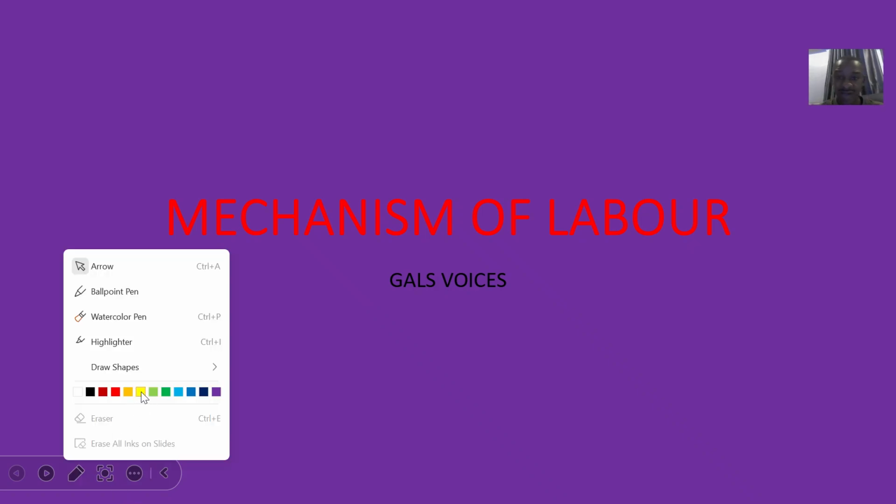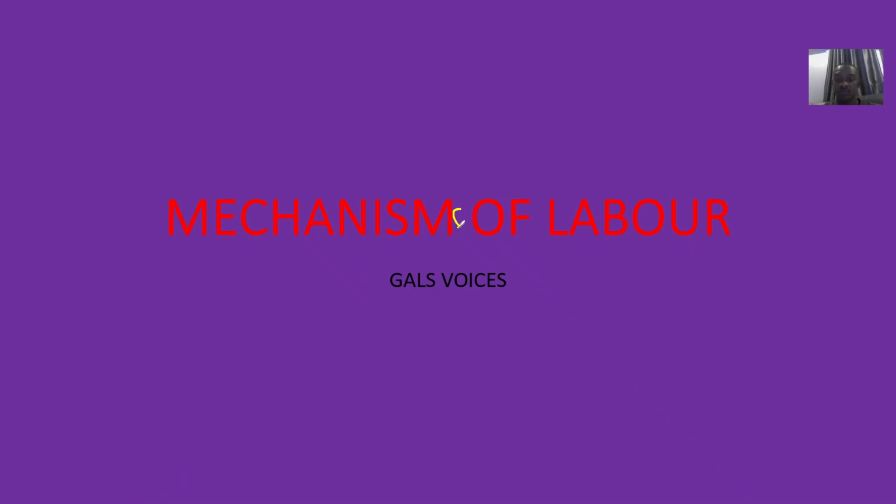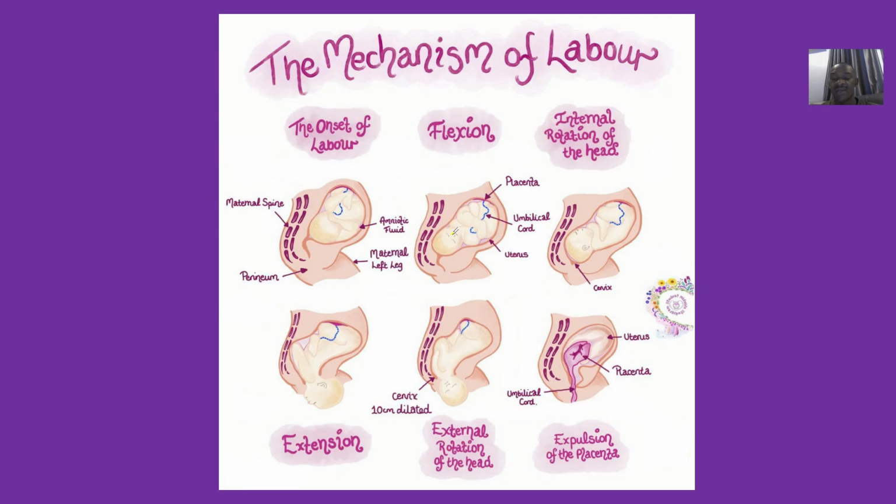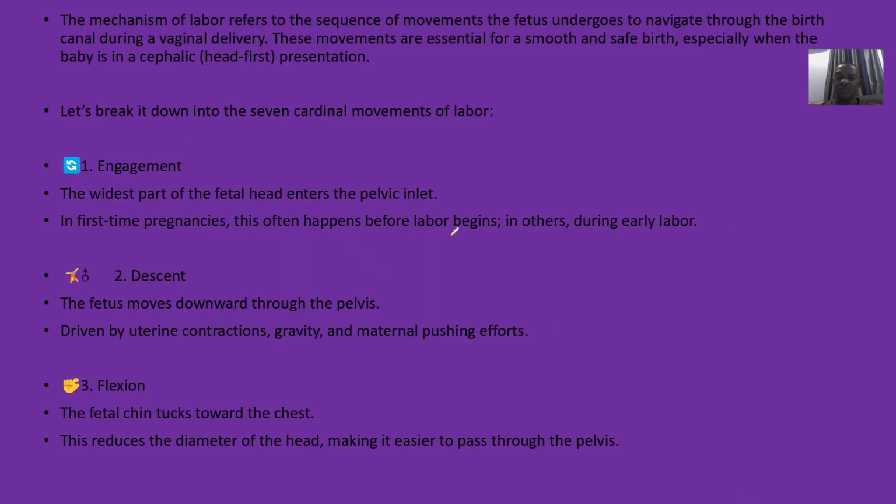So we're looking at the mechanisms of labor. All right, mechanisms of labor. Okay, mechanism of labor is like the different things that come up, they surmount to make sure that labor actually takes place.